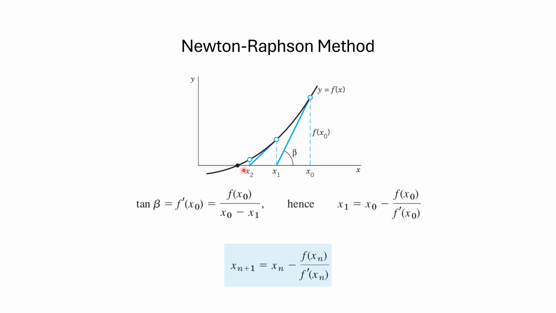However, finally in this equation, xn represents the current approximation. The f of xn is the function value at the point xn, and the f prime of xn is the derivative of the function. By applying this formula repeatedly, we get closer to the actual root or main root of the function.